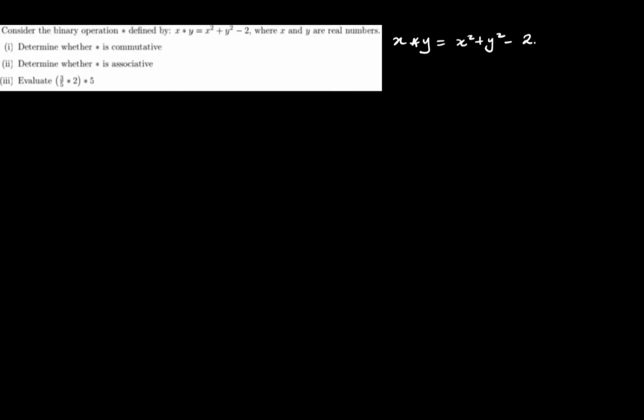Now, for star to be commutative, we know that x star y should equal y star x. So we already know what x star y is, and we know how to find y star x. x star y is simply x squared plus y squared minus 2. What of y star x? This will simply be equivalent to, sorry, y squared plus x squared minus 2.